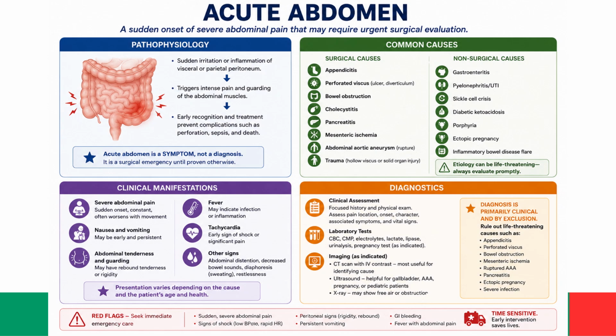Ultimately, with an acute abdomen, we're trying to answer two important questions very quickly. What is causing the abdominal pain, and even more importantly, is there something happening right now that could threaten this patient's bowel circulation or their life? So remember, severe pain plus rigidity, rebound, or other peritoneal signs, and hemodynamic instability or GI bleeding, persistent vomiting, fever with deterioration, or signs of shock.